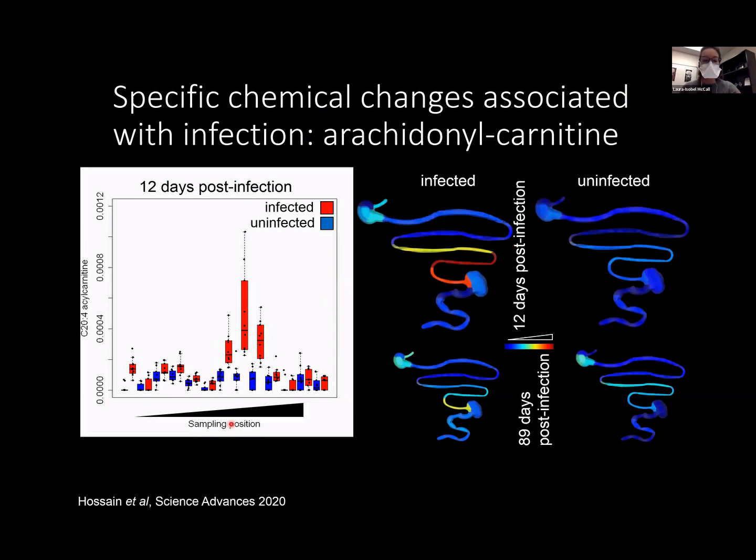And what we find is a large increase in this acylcarnitine in the esophagus, as well as in the small intestine. And you can also see it nicely visually here in infected compared to uninfected samples. And this increase persists in the esophagus as you transition to the chronic stage, but renormalizes in the small intestine.